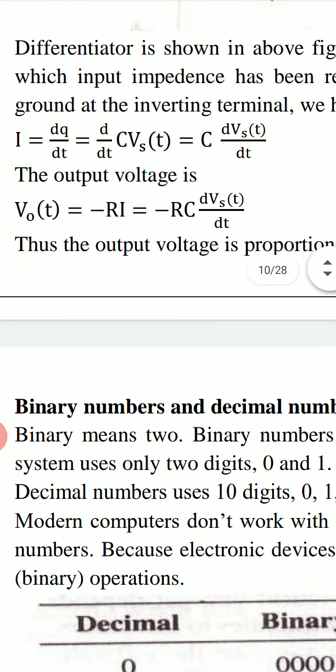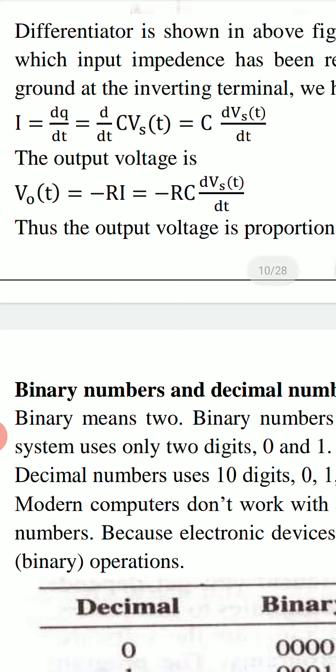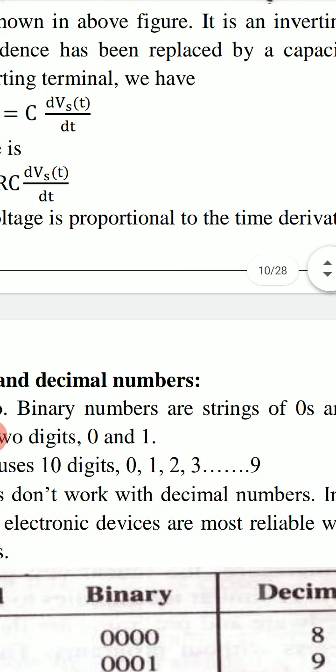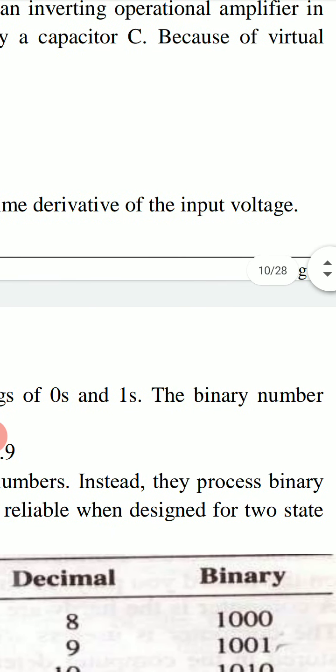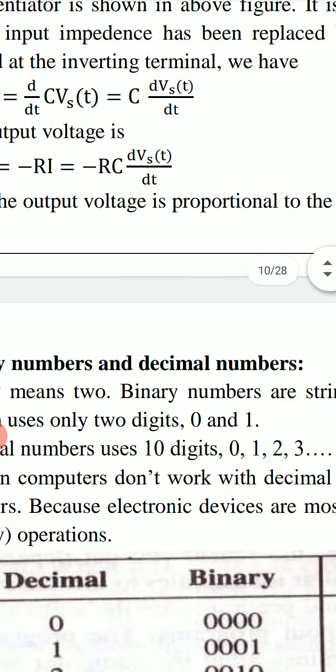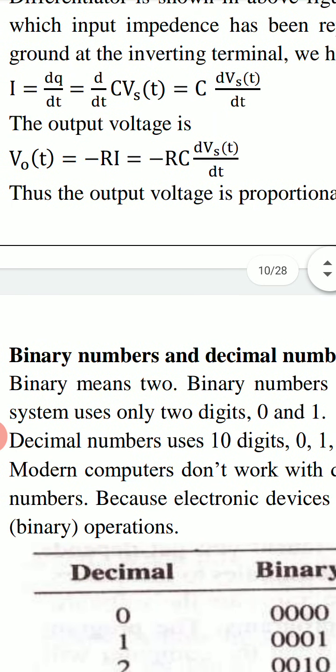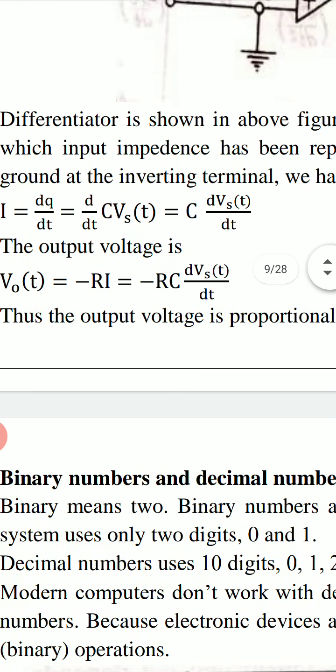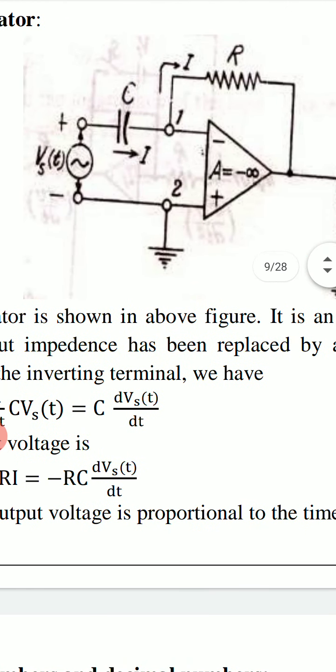Substituting the value of I from the above relation, we get output voltage equal to minus RC dVs upon dt. Thus, the output voltage is proportional to the time derivative of the input voltage. VO is proportional to dVs upon dt. The output voltage is proportional to the differentiation of the input signal voltage Vs. So this circuit is known as a differentiator.